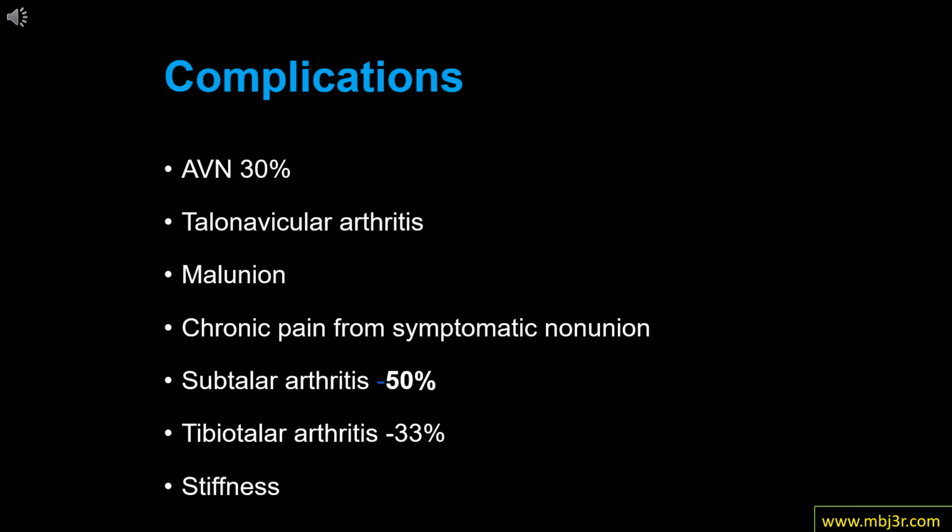Coming to the complications, avascular necrosis happens in almost 30% of patients. Talonavicular arthritis, malunion, chronic pain from symptomatic non-union, subtalar arthritis in 50% of patients, tibiotalar arthritis in 33% of patients, and stiffness. These are some of the common complications.